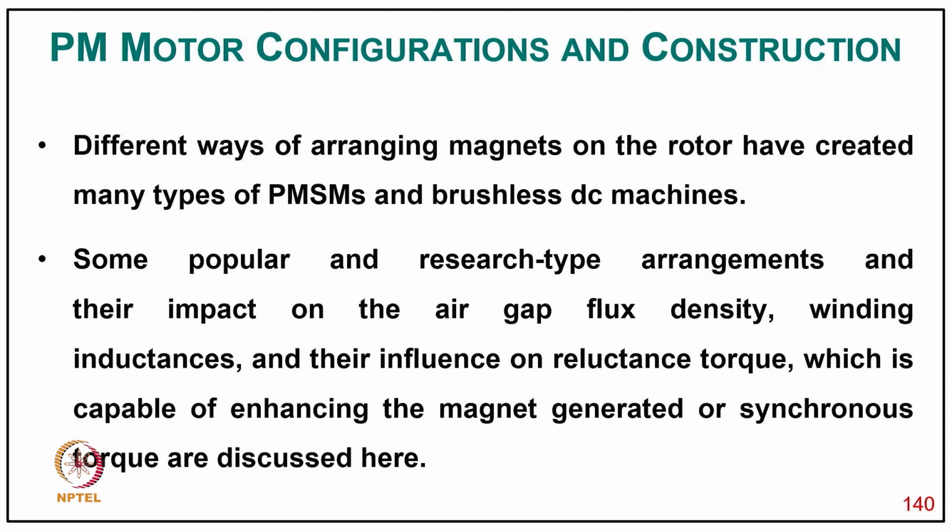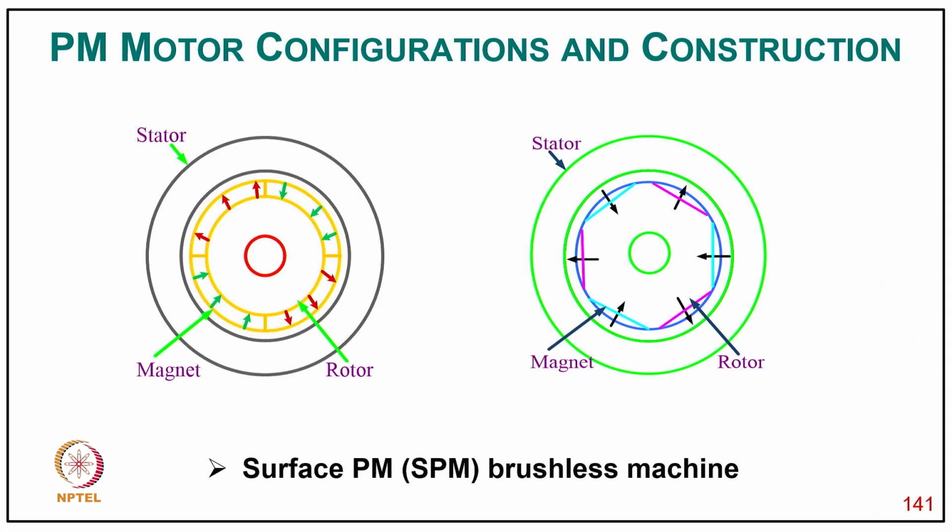So you can see here that different ways of arranging the magnets on the rotor have created many types of permanent magnet synchronous motor and brushless DC machine, and some popular and research types of arrangement and their impact on the air gap flux density, winding inductance, and their influence on reluctance torque, which is capable of enhancing the magnet generated or synchronous torque, are discussed here. So you can see how the surface mounted rotor with the stator is there.